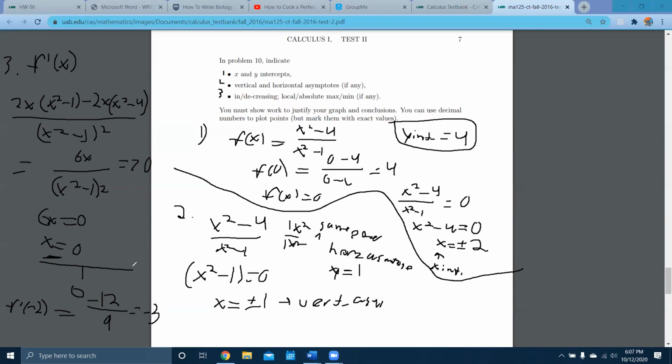Yeah. Are you plugging into the derivative formula? Yes, and now we're going to do one to the right of 0, f prime of 2. So if you plug in positive 2, you end up getting 12 over 9. It's the exact same thing, only it's positive.